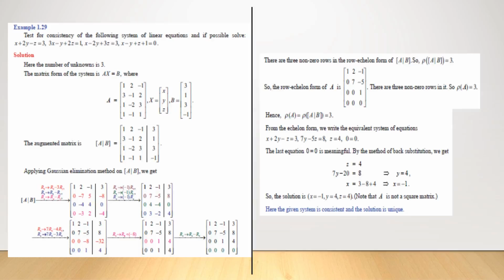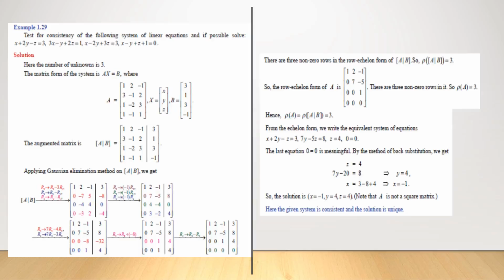Among these 4 equations, we have 3 unknowns. That is, x, y and z are the unknown variables. The first step is to convert the given equations into matrix form, that is AX equal to B. Here A represents the coefficient matrix, X represents the variable matrix, and B represents the constant values. See, in the last equation we have plus 1 here; we bring this to the other side, that is minus 1. Then write the augmented matrix of A and B.